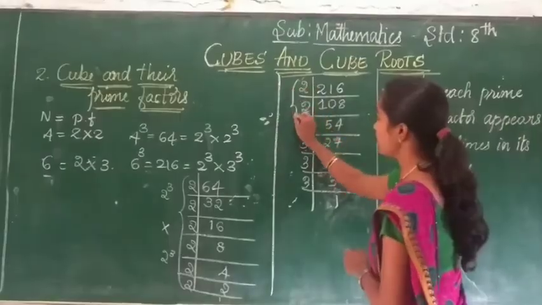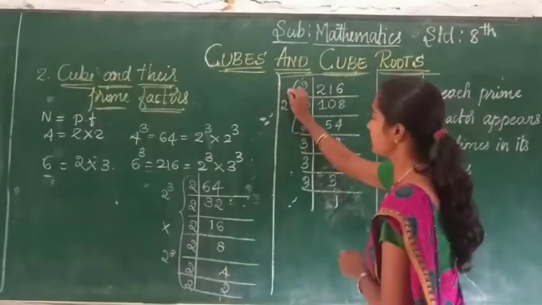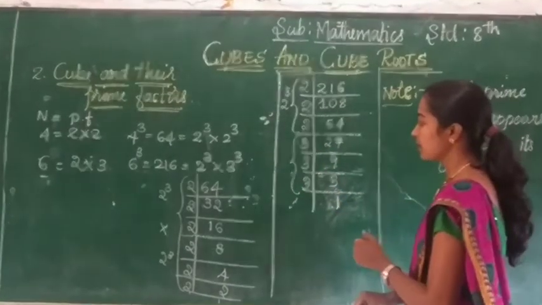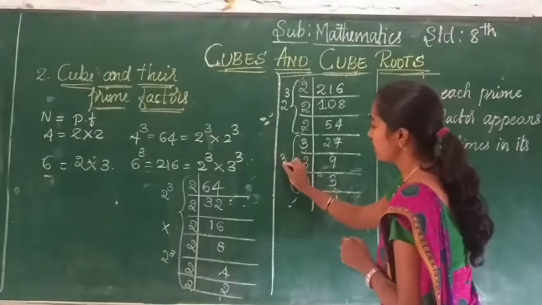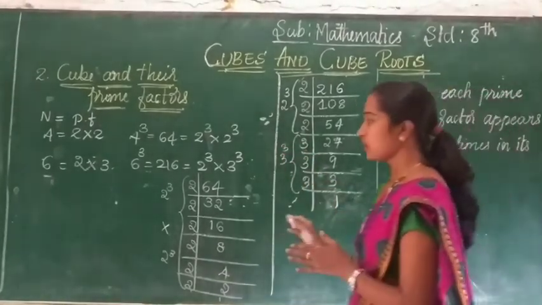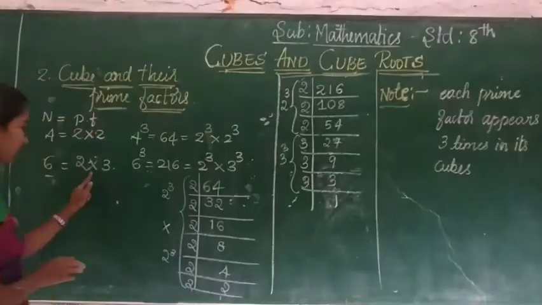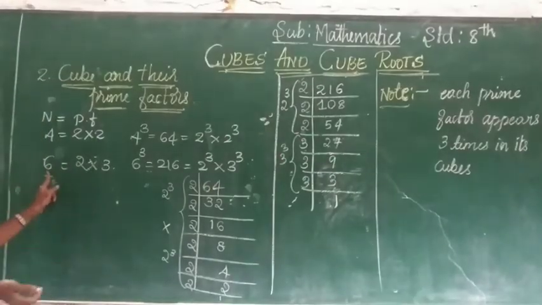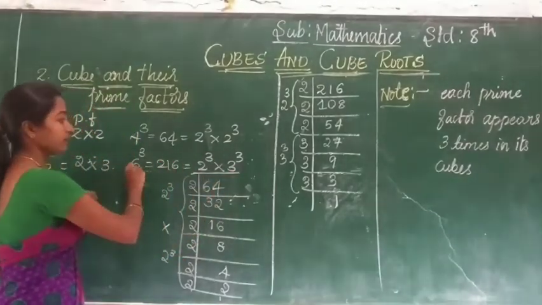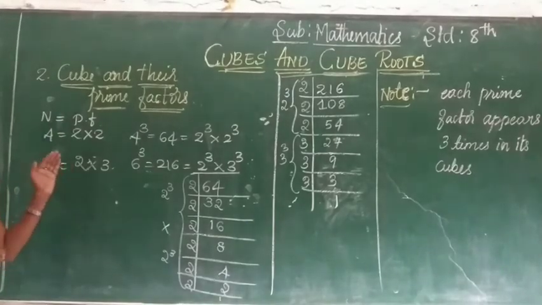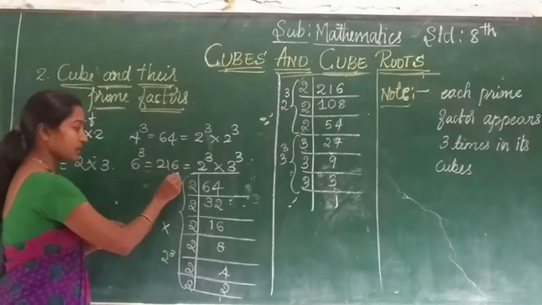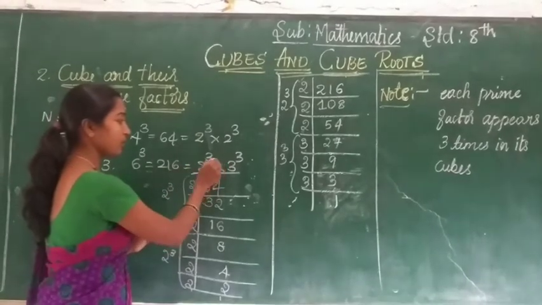Observe here. How many 3s are here? 3 times. Now let us write 2 cube. 3 is coming here 3 times. That is why that is written as 3 to the power of 3. Observe here. The number takes the cube, the prime factors also take the cube value. Now, 6 cube is equal to 216. That is written as 2 cube into 3 cube.